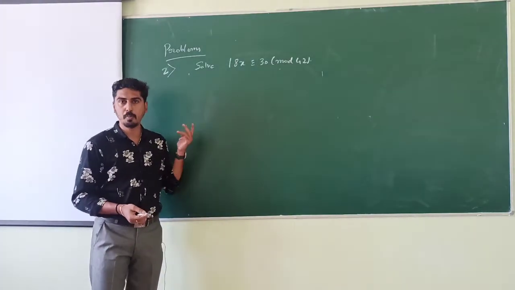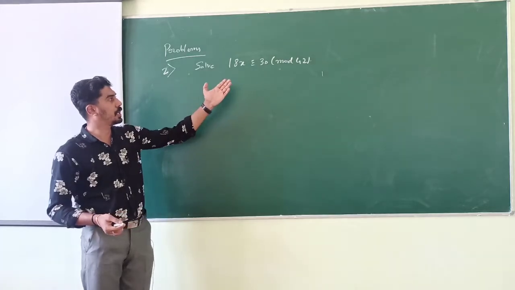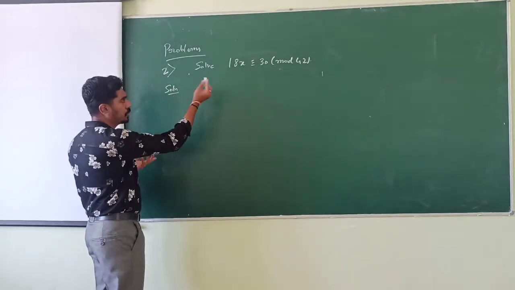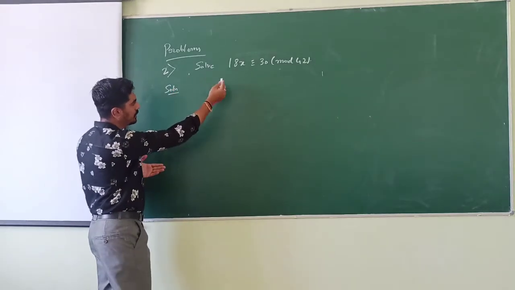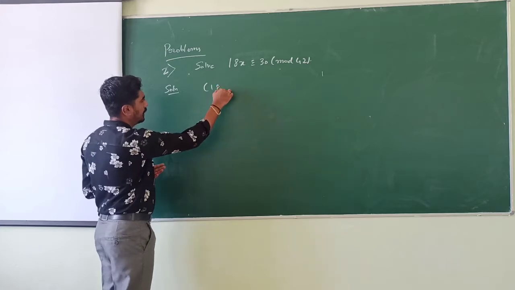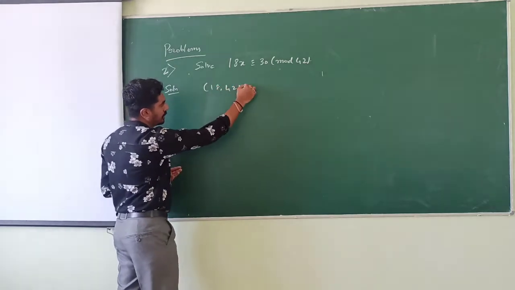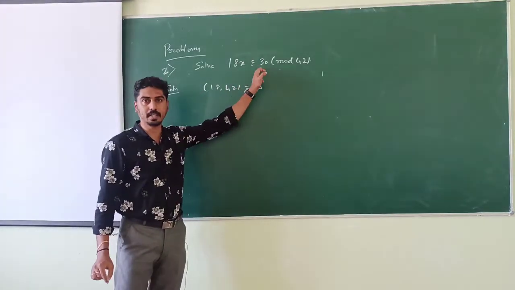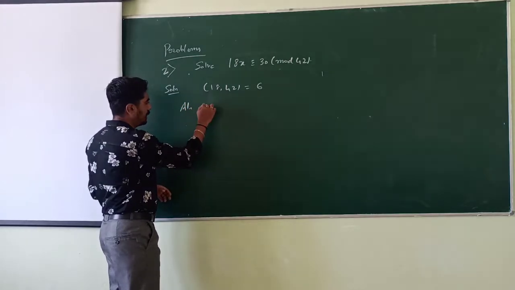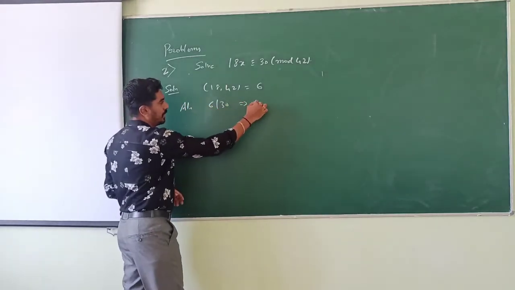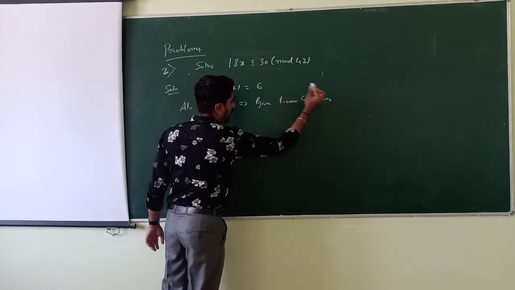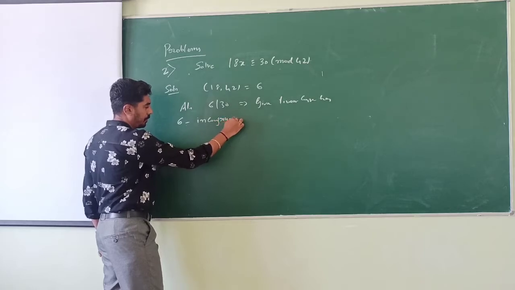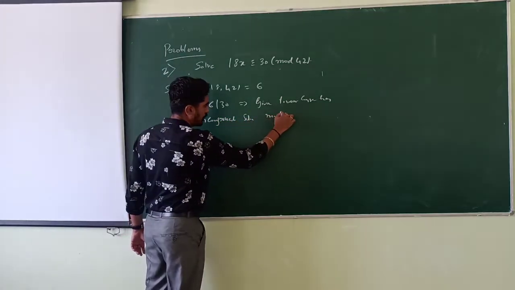Now consider one more problem. Solve 18x congruent to 30 mod 42. First, let us check whether this linear congruence has a solution or not. Find out the GCD of 18 and 42. The GCD of 18 and 42 is 6. And also we know that 6 divides 30. This implies the given linear congruence has 6 incongruent solutions modulo 42.